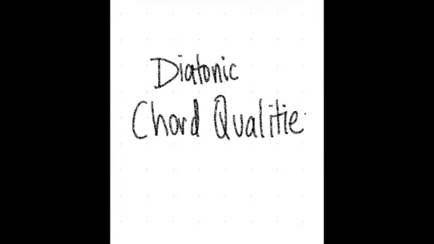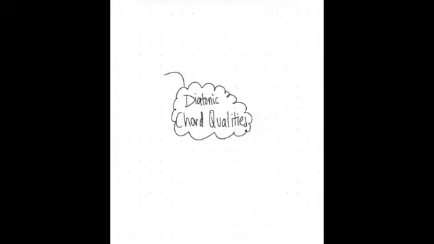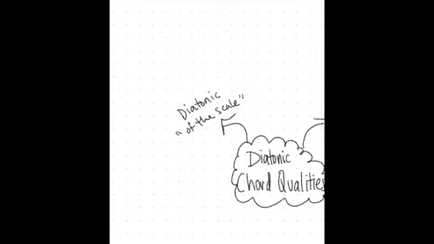Today we are going to be talking about diatonic chord qualities. And now, what in the world does this mean? Diatonic meaning of the scale, and chord qualities meaning qualities of the chords that we're going to be using. And again, this is going to be a basic overview of everything that I'm going to be talking about today. But I want to start off by talking about diatonic. Now, what does this mean?